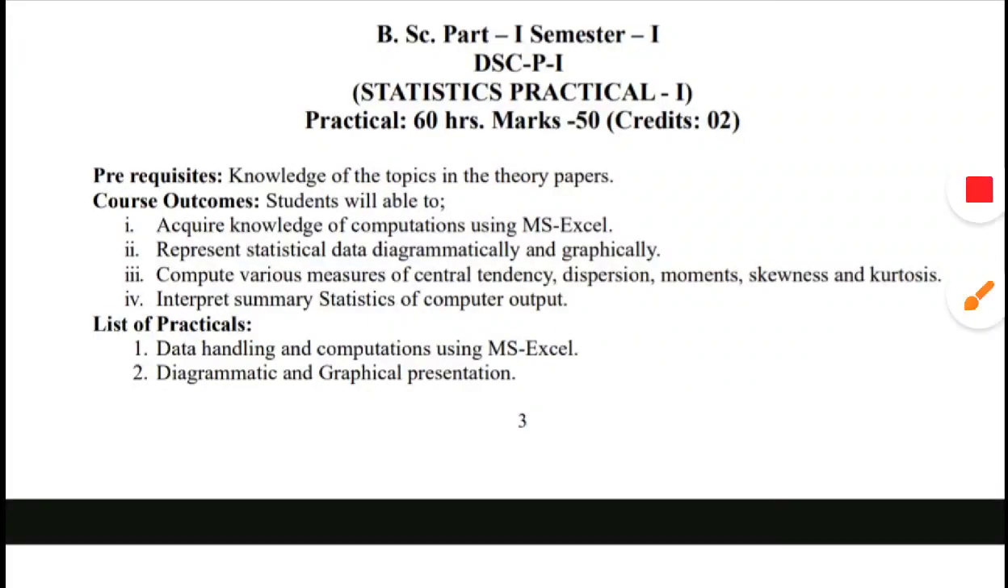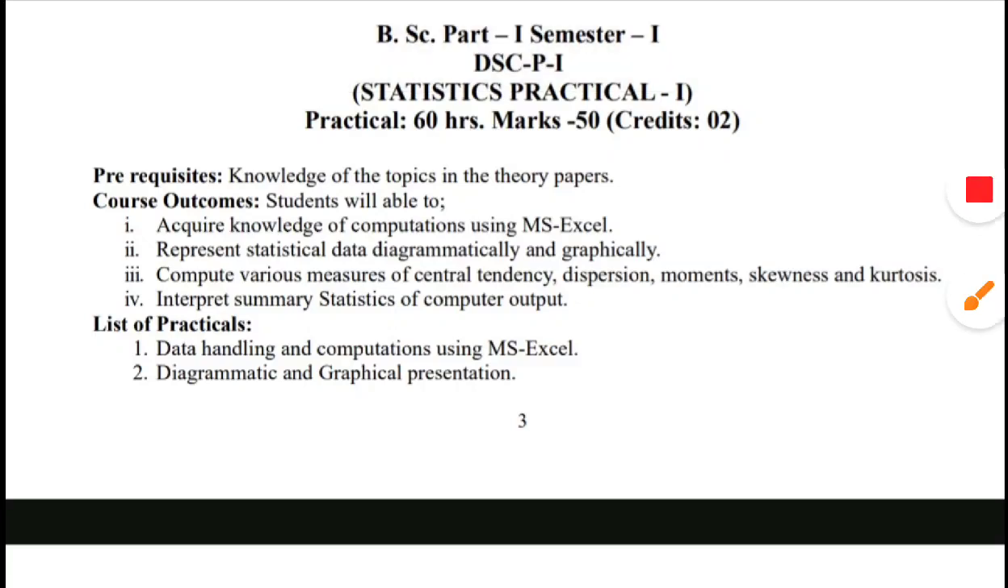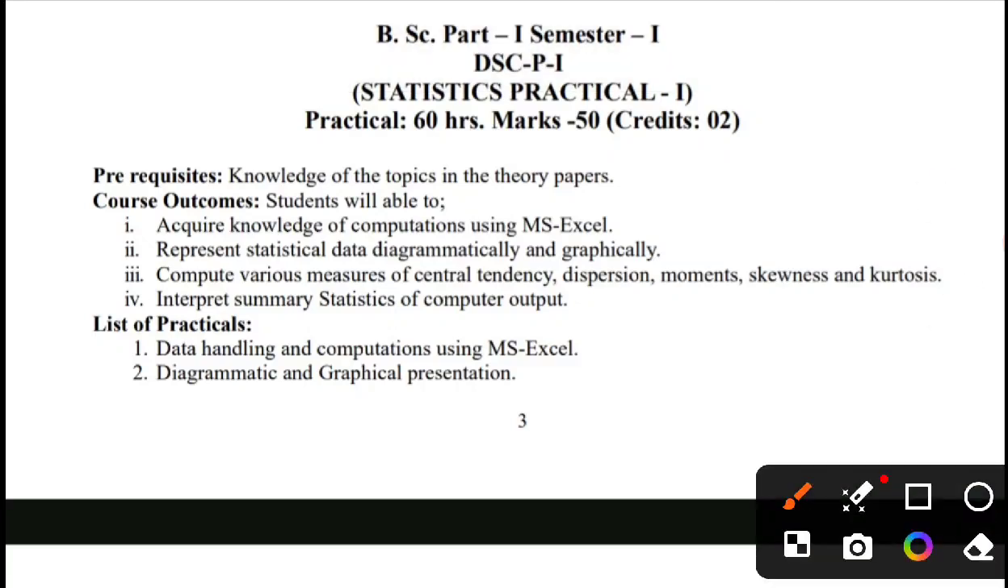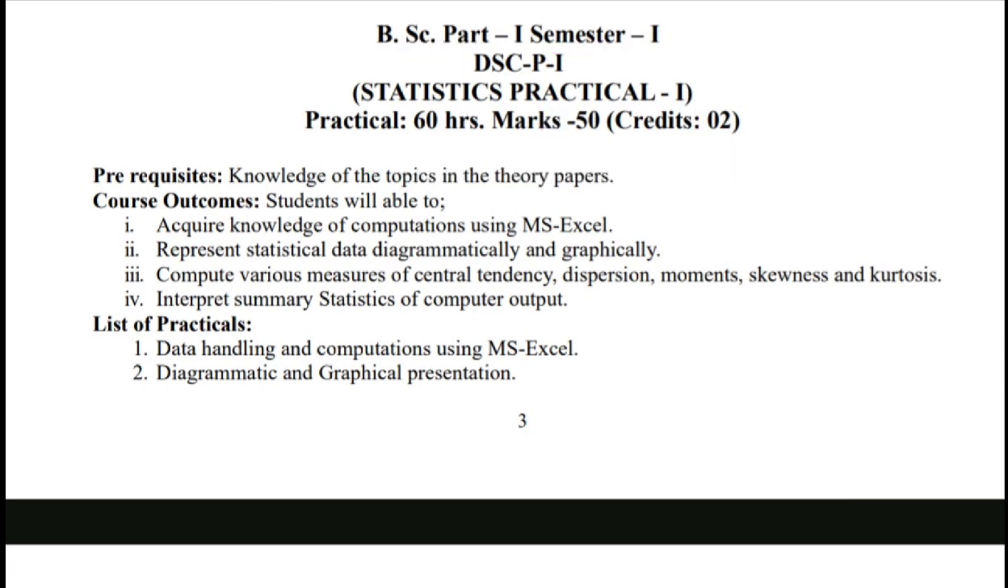In this session we will discuss the practical part of your class. The practical examination shall be conducted for 50 marks. This is Statistics Practical 1, and the practical marks are 50, and the credit for this course is 2. So this course is of 2 credits.